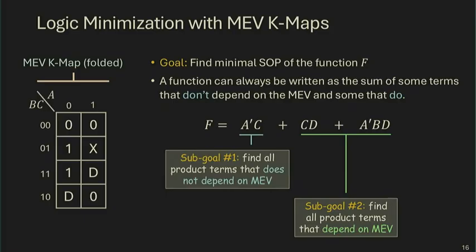We have just broken down this large problem into two smaller problems. Now that given this categorization, we can first find all the prime implicants that do not depend on the map-entered variable, everything that does not have that additional D variable. And then we can use a separate method to find all the product terms, all the prime implicants that depend on the map-entered variable. Again, this big problem has been decomposed into two smaller problems. Some of them depending on the MEV, some of them that do not.